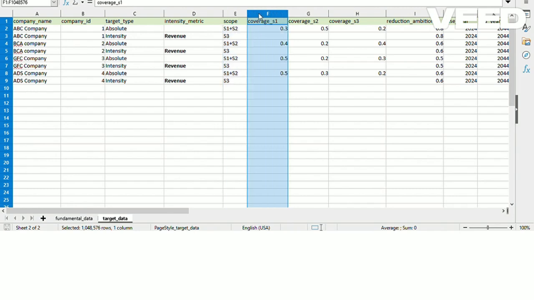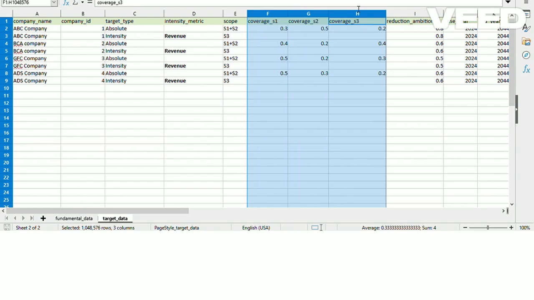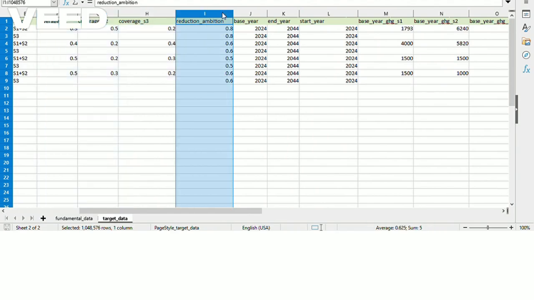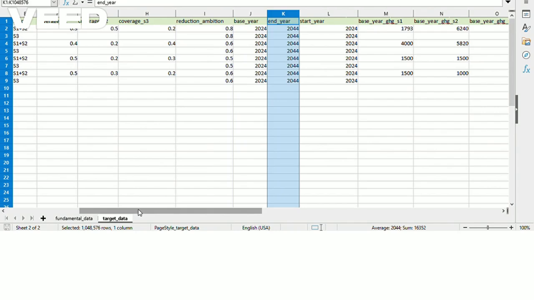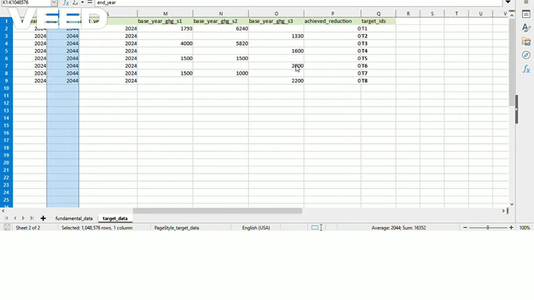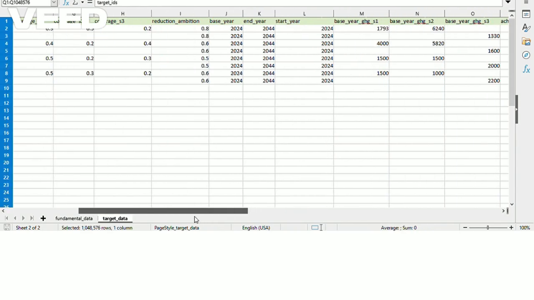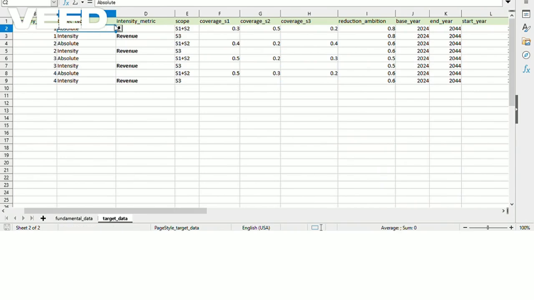Scope. Whether the target covers Scope 1, 2, or 3 emissions. Coverage S1, coverage S2, and coverage S3. What percentage of each scope is covered by the target? Reduction ambition. The percentage of emissions the company aims to reduce. Base year and end year, the period the target applies to. Achieved reduction, if the company has already made progress. Target ID, a unique ID for each reduction target.